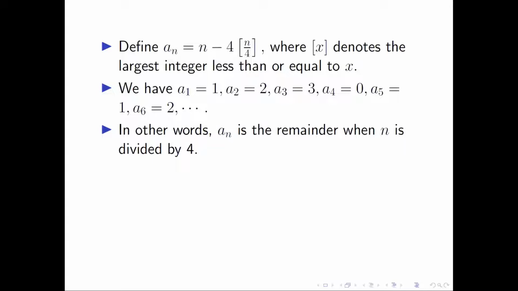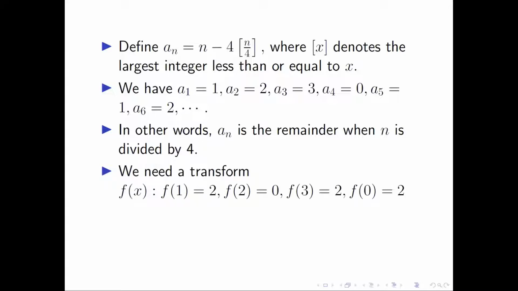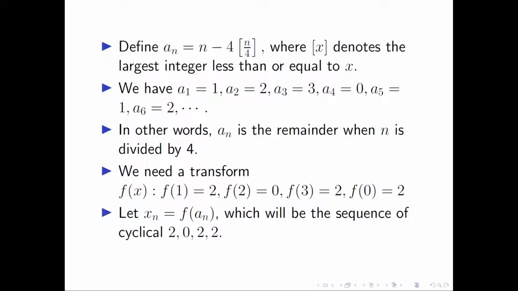In other words, a_n is simply the remainder when n is divided by 4. Now we have another sequence with 4 numbers repeating: 1, 2, 3, 0, 1, 2, 3, 0. If we can find a transform, a function that converts 1, 2, 3, 0 to 2, 0, 2, 2, then the function can convert the sequence to our target sequence, the one that repeats 2, 0, 2, 2.